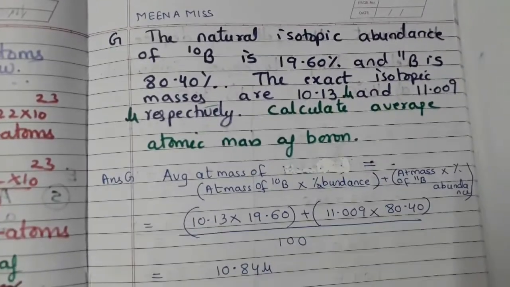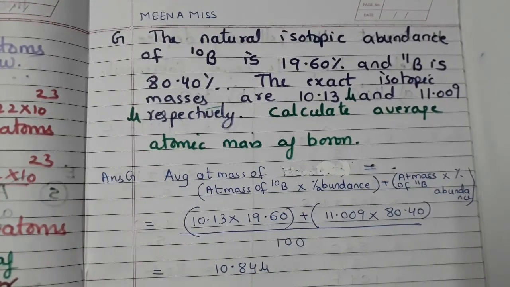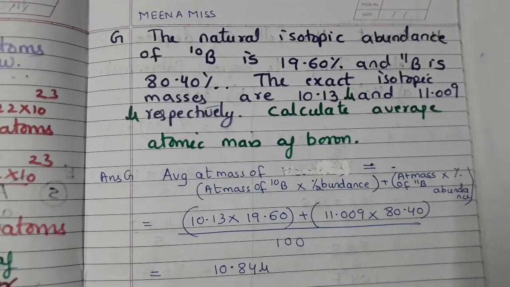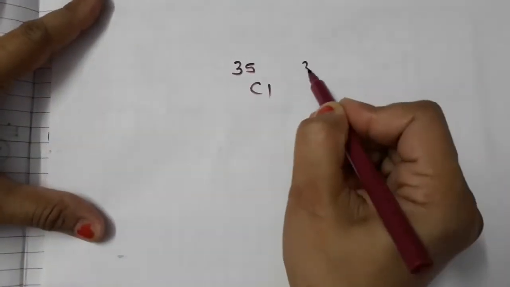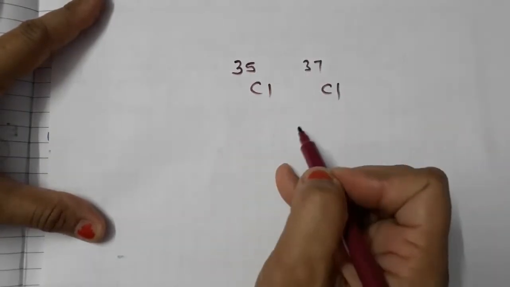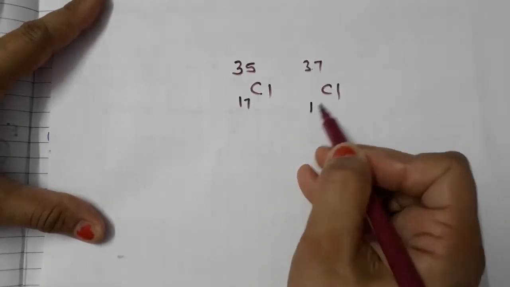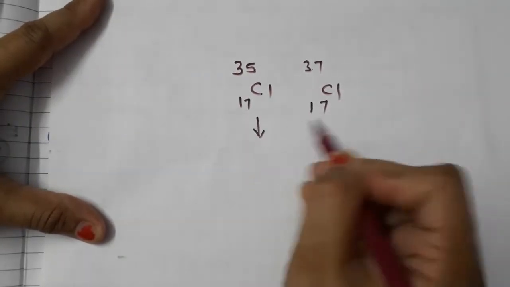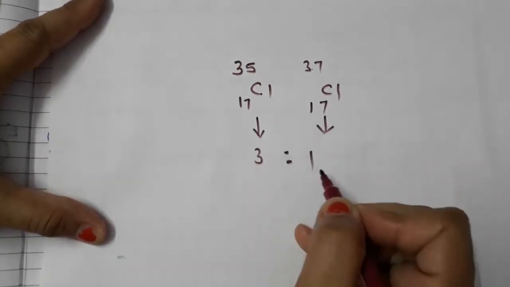Now we move on to the next question based on the mole concept. Here we are going to use the average atomic mass concept also. Before we solve this numerical, let me give one common example. Chlorine is available in nature in two isotopic states: 35Cl17 and 37Cl17. It was observed that the ratio in which they are present in nature is 3:1.